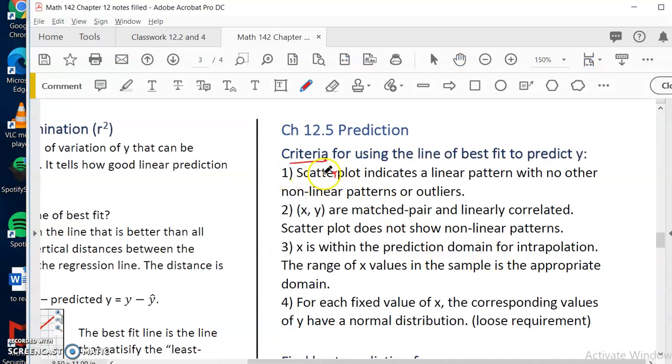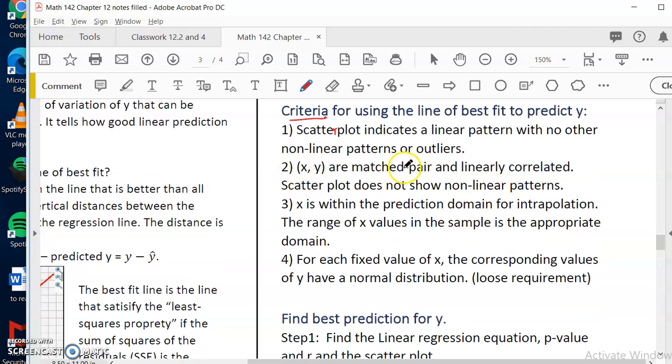The criteria are: you always look at the scatter plot first to see that it's only an up or down pattern, and no other one. You also watch out for outliers. The second most important thing is to check that the matched pairs are linearly correlated. Correlation and regression are done in one function, so you can get the p-value to check it. Number 3: when you do prediction, don't plug in any x you want. The x has to be within the prediction domain.